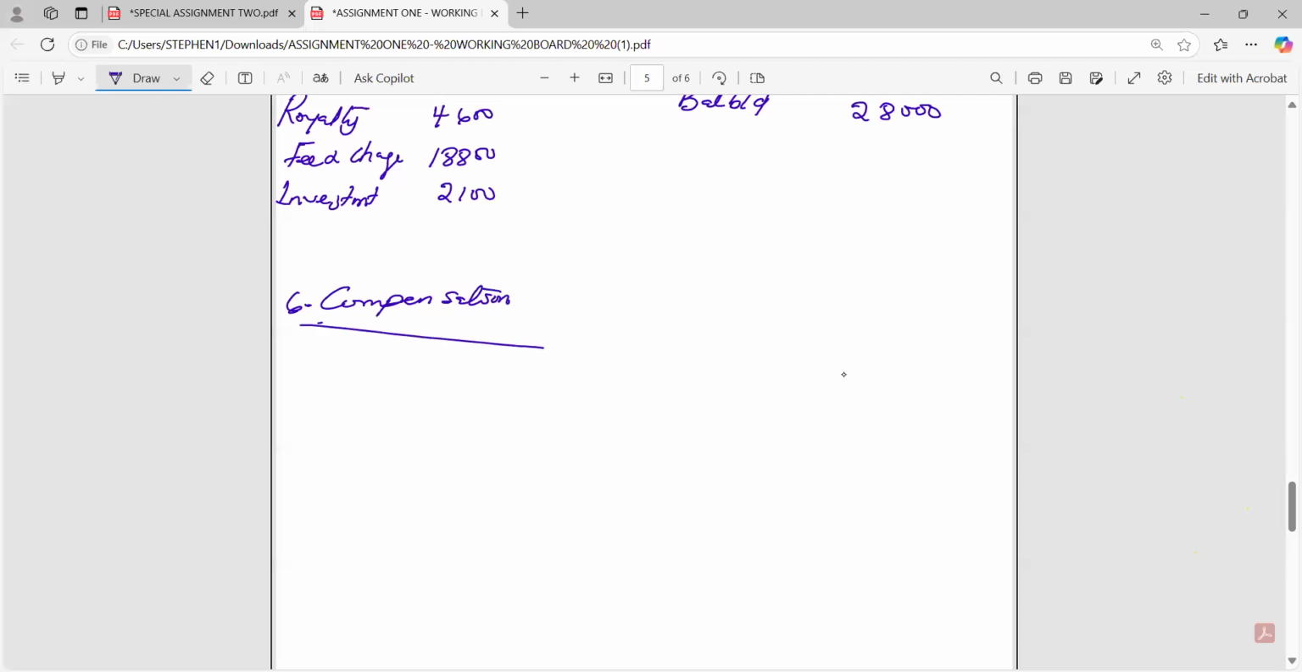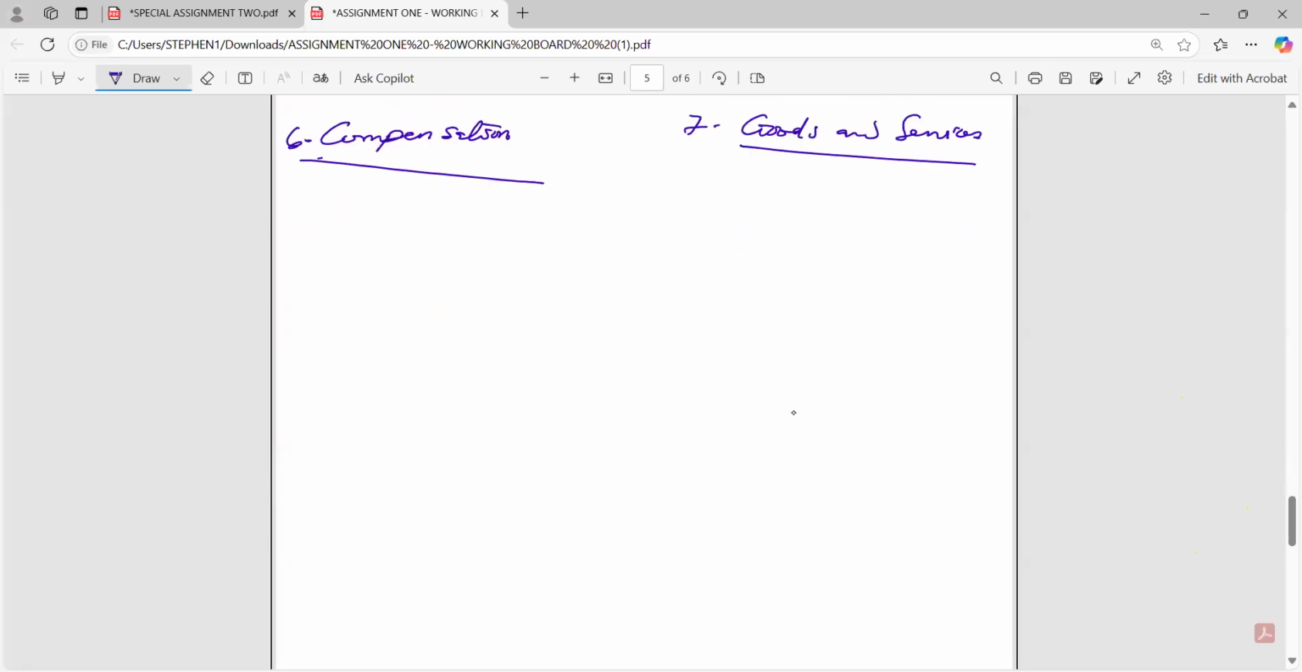19th, we have 7, goods and services. And 19th, we have compensation. It's not that plenty, but it's quite a lot. So you have 8, interest. That's public debt interest. Can you see that? Good. The rest, as and when they come, are right there.